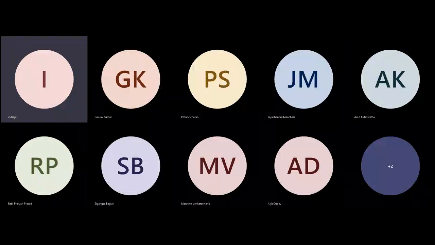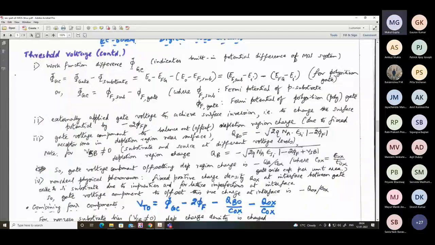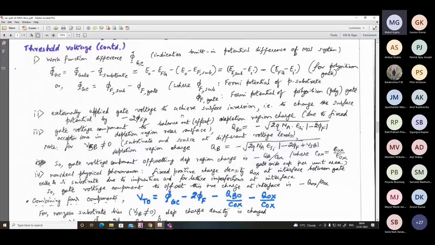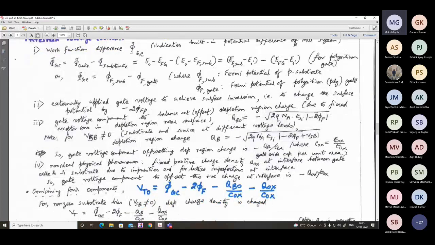Now, the second component is related to the amount of threshold voltage needed to cause the surface inversion, by twice the electrostatic Fermi potential of the substrate. The third one is the component required to counteract or neutralize the depletion region charge. And the fourth one accounts for the positive sodium ions present at the interface of the oxide and the silicon substrate. So these are the four components.